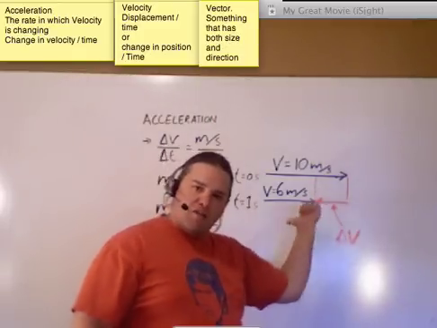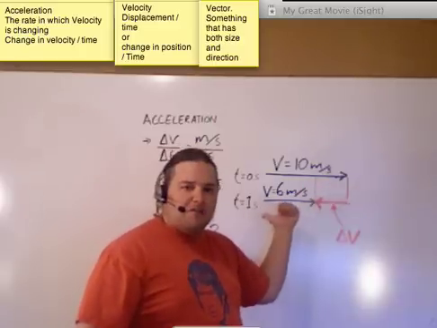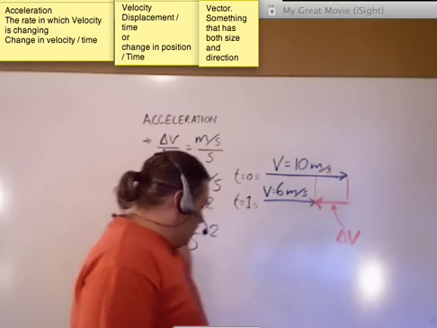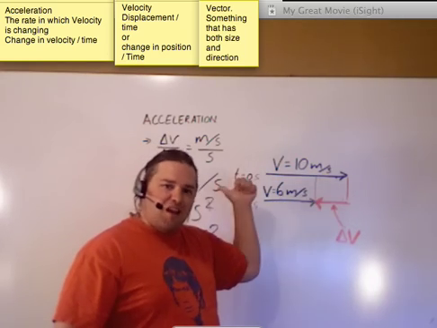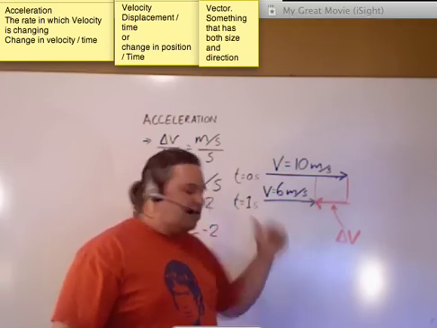Now I can see the arrow is pointing this way, so that means it's a negative acceleration. It's pointing in the opposite direction. Remember that when we talk about a coordinate system, this way is a negative value, this way is a positive value. So this is a negative acceleration.